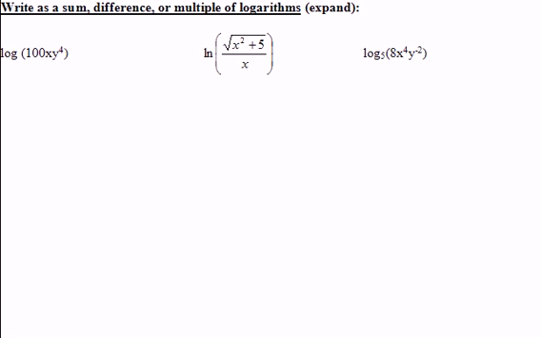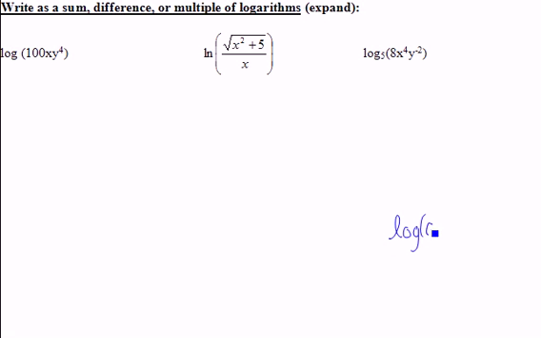In these problems, we will be writing single logarithms as a sum, difference, or multiple of logarithms. In other words, we're going to be expanding these already condensed logarithms. And again, we're going to use our properties. I'm going to write those down here so remember.